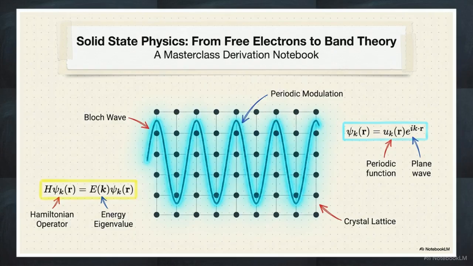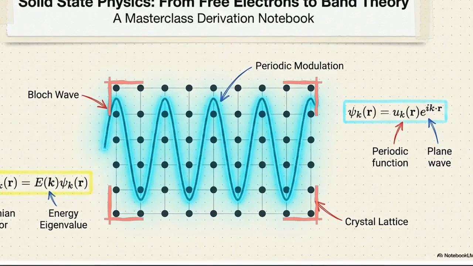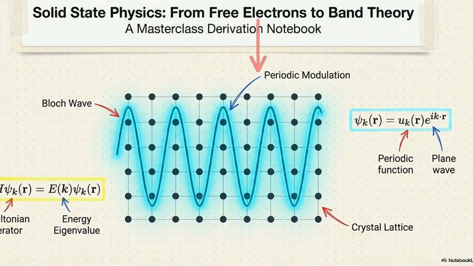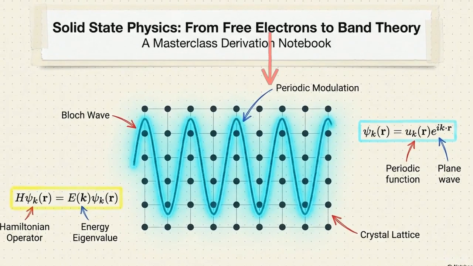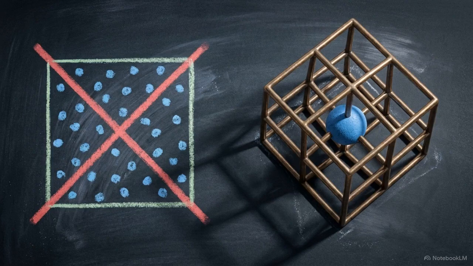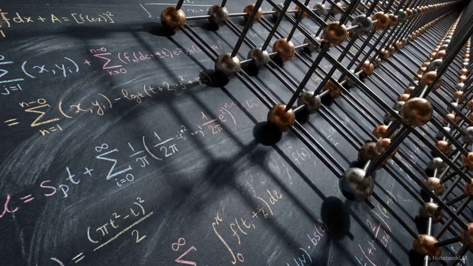This illustration reveals the physical solution. Electrons do not exist in an empty, free-floating void. They navigate through a perfectly organized crystal lattice of positively charged iron cores. This grid creates a periodic modulation, a repeating energetic wave that constantly pulls on the electrons. To predict how a real material behaves, the free electron gas model is completely inadequate. We have to mathematically incorporate the exact physical structure of the crystal lattice itself.